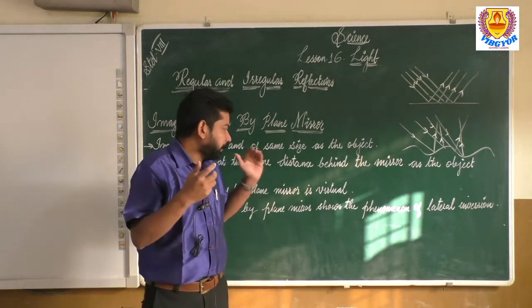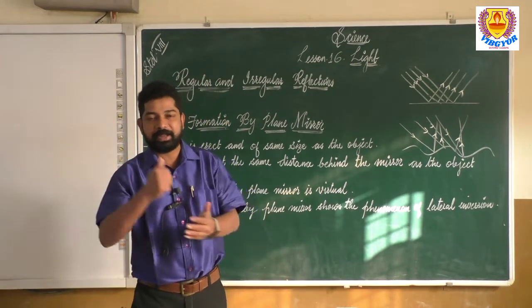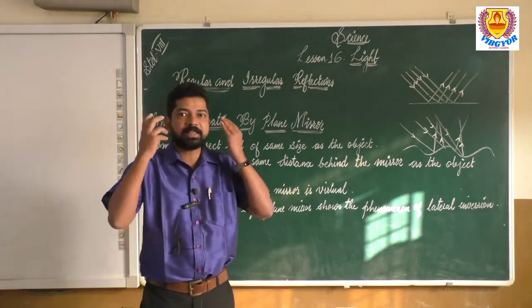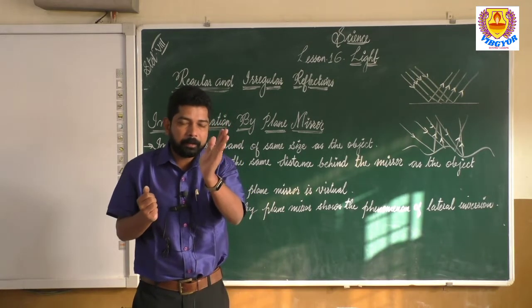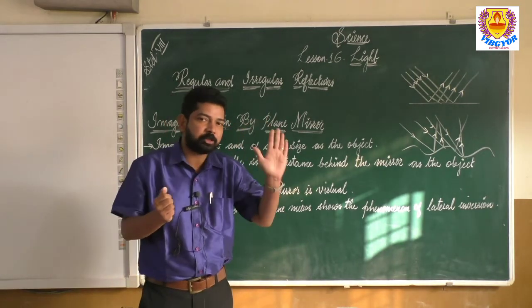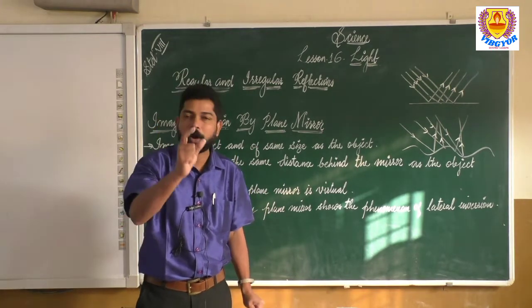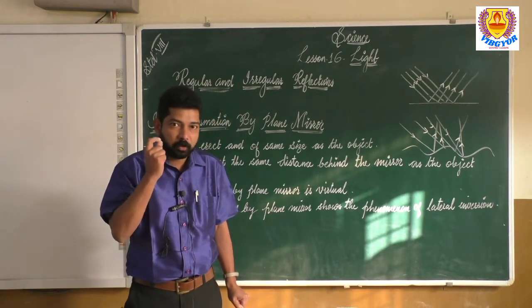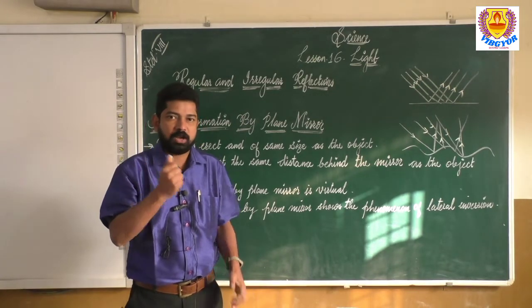Virtual means the image formed by a plane mirror cannot be caught on a screen. See, we can see our face in the mirror, but can we make that image on a piece of paper? No, it is not possible. That image will be only in the mirror. So we can say that the image formed by a plane mirror is virtual.